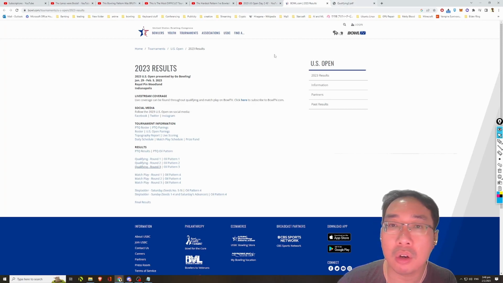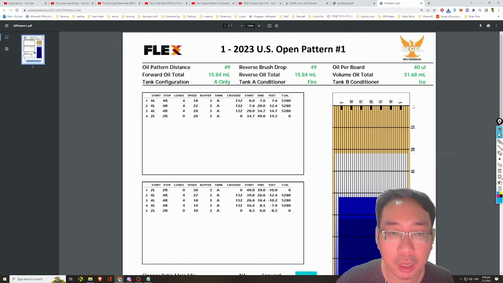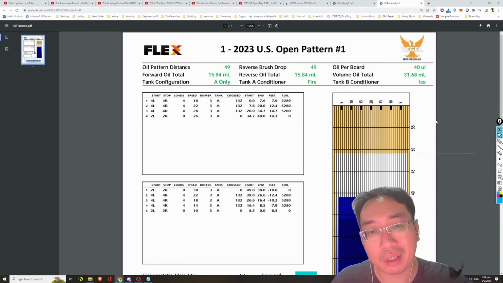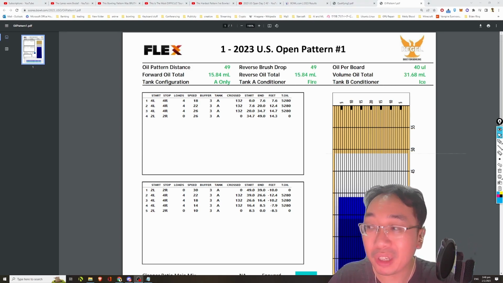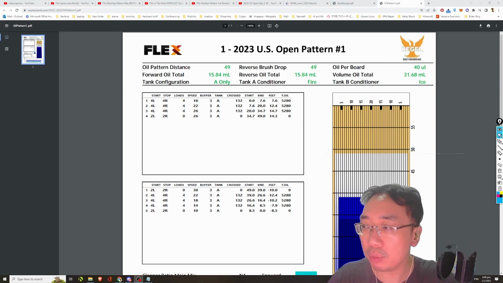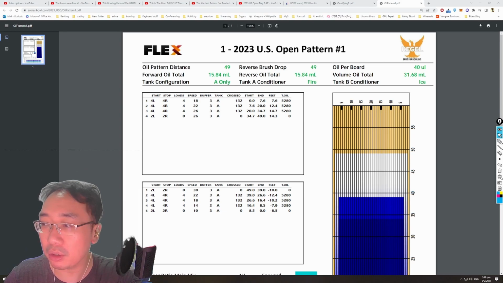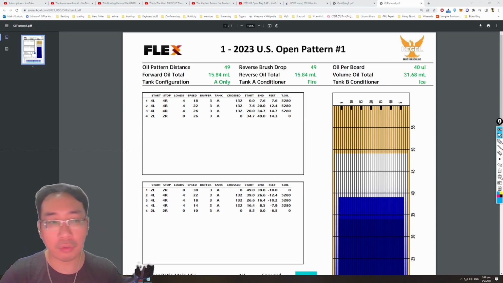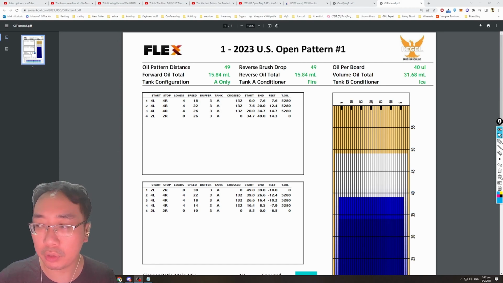And let's have the oil pattern for day one. Let's load it up. Okay. So for the day one oil pattern, it is a 49 feet pattern. 49 feet for context is actually pretty long. Let me shift myself over to this side. The 49 feet pattern here is actually considered pretty long.